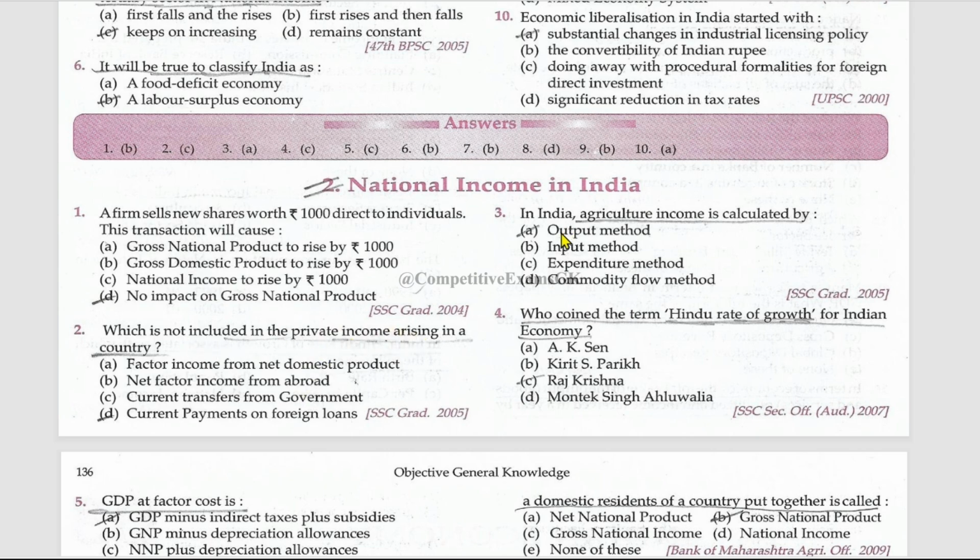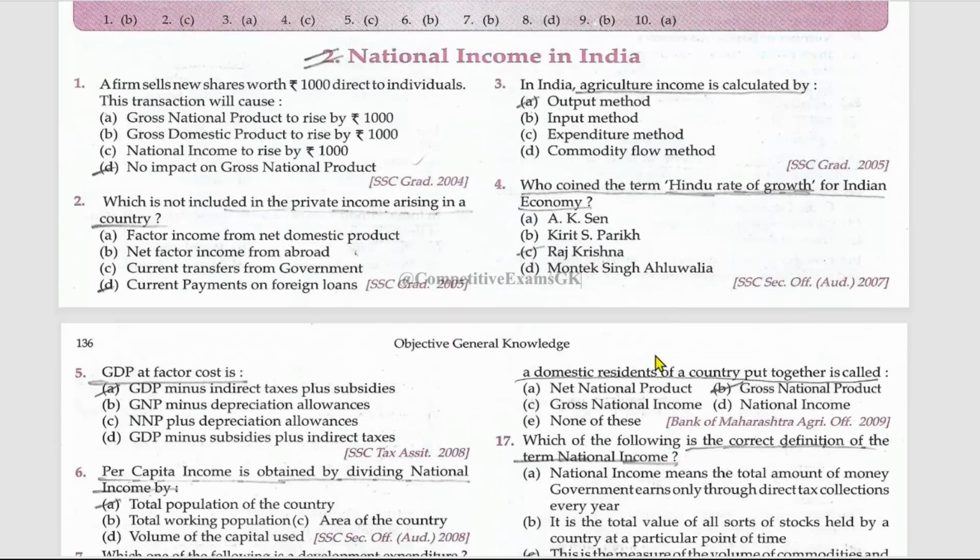Okay. Next, in India, agriculture income is calculated by the output method. What are these methods? Mention those in the comments so that others can also learn from it. Who coined the term Hindu rate of growth for the Indian economy? Raj Krishna.